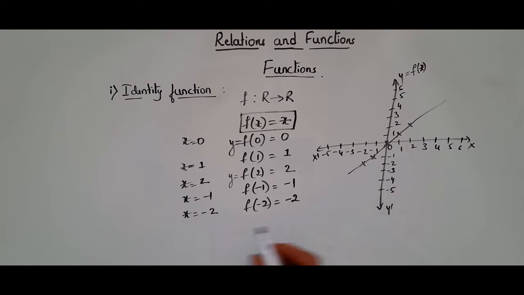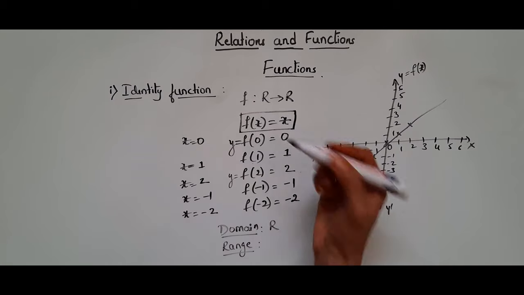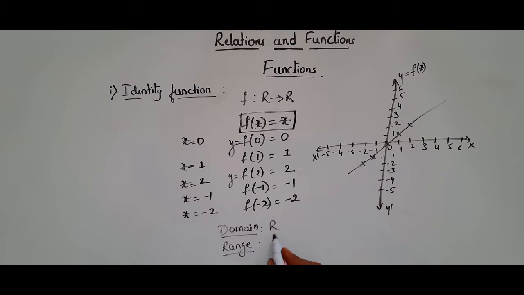Now let's see what the domain is. We know domain is nothing but the set of values of x at which the function is defined. So here, for all the values of x, the function is defined. So x is a real number, right? Therefore, domain is R. Now let's see what the range is. The range here is the set of values of f of x. The values of f of x are real numbers. Therefore, range is also the real numbers. So I hope this is clear.